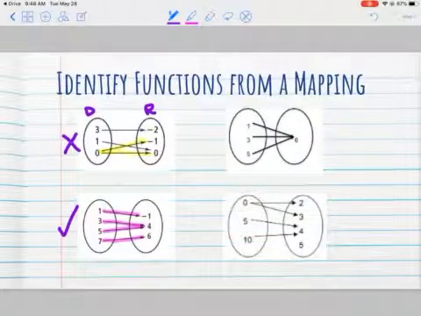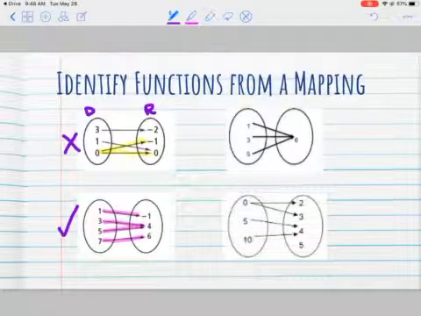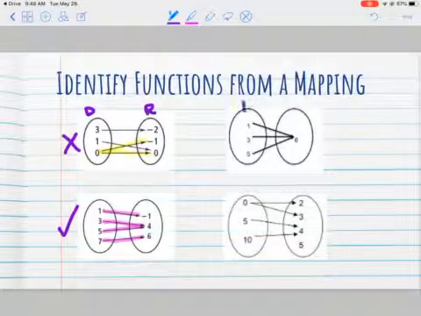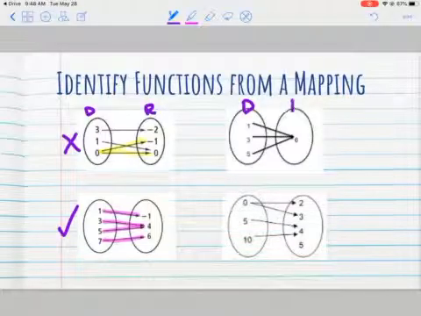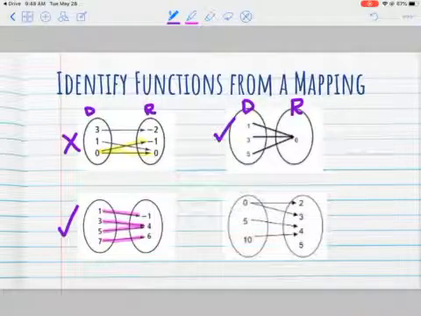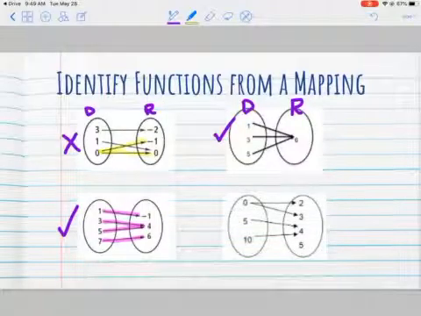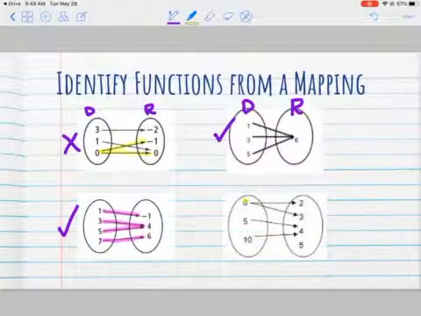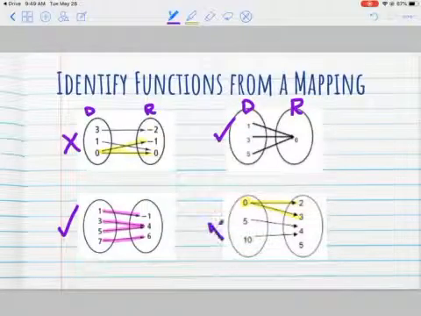Same thing is shown in this third graph here at the top right. Notice that each number in the domain, 1, 3, and 5, only has one arrow going from it, even though they're all going to the same value in the range. This is a function. And finally, on the fourth one, the value 0 in the domain is going to both 2 and 3, which makes this not a function.